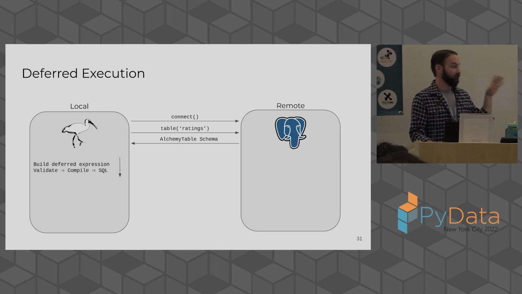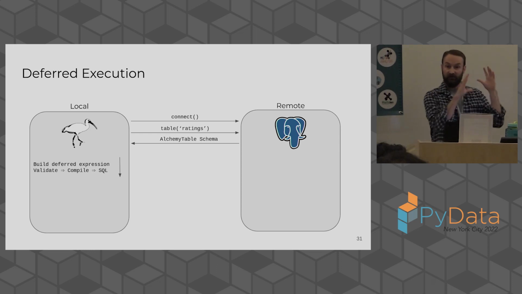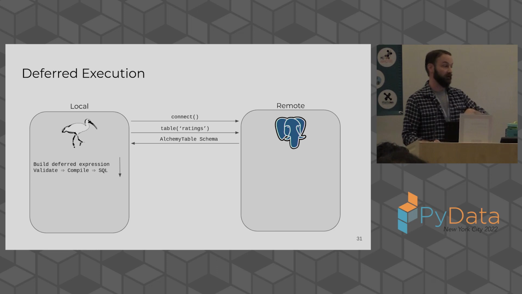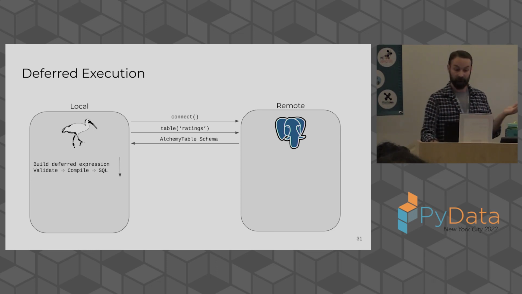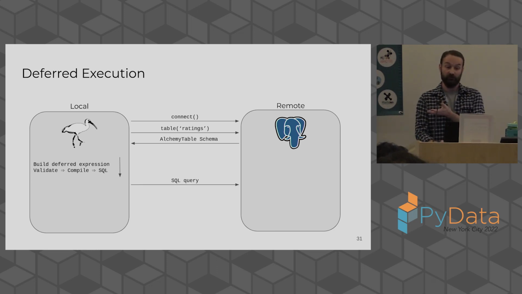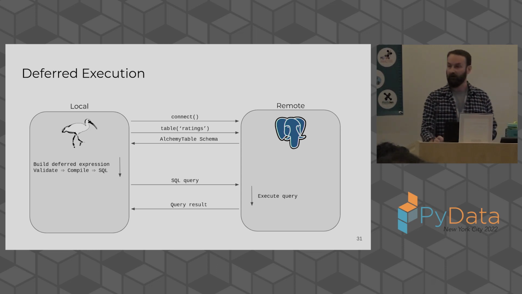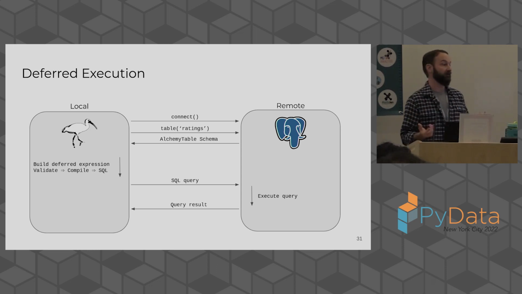And now, on your local machine, you can build up a query which is going to be represented as an expression of the stuff you want to do. It can be validated without knowing anything about the data other than the types and the names of the columns. And then we can compile it into SQL, send that SQL query over to the engine, have it execute that query, and then we get our results back. So a couple of nice things fall out of this.